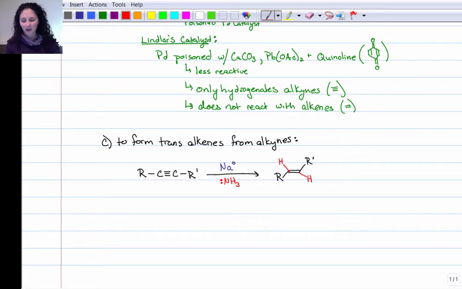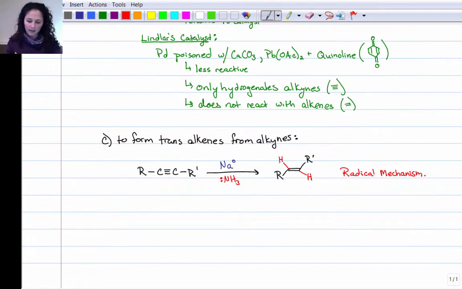Both of the hydrogens on this molecule come from the ammonia, and this is another one of our special radical mechanisms. So I'm just going to cover this reaction mechanism very briefly, and I'm going to show you why this set of reagents will give you a trans alkene rather than a cis alkene.